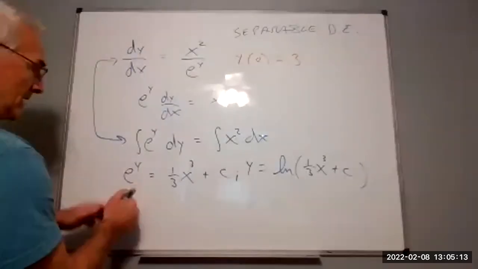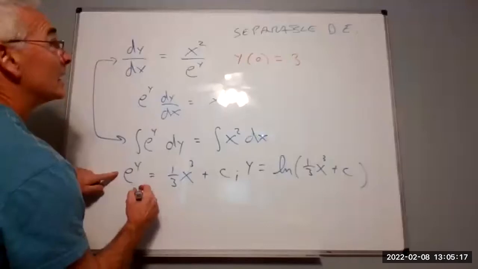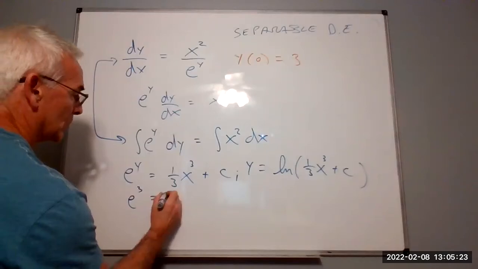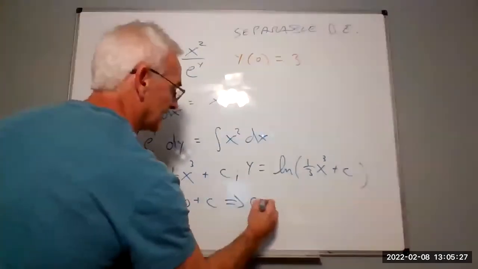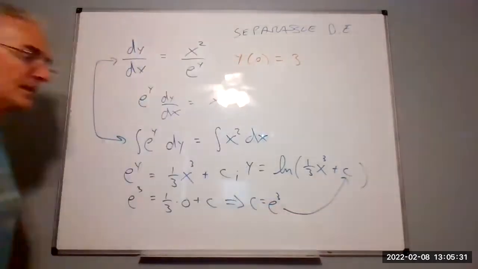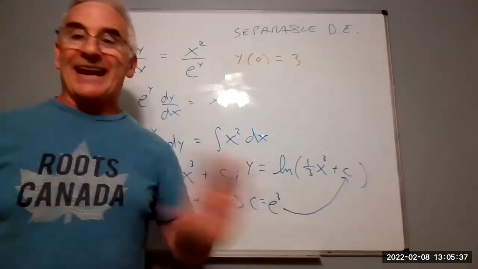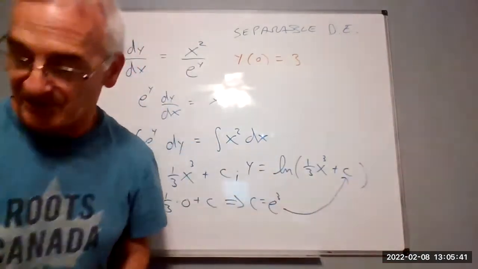Okay. So if I wrote e to the 3rd power equals 1/3 times 0 plus c, that would mean that c equals e to the 3rd power. And that would go right here. Okay, that's an example of how that would work. You don't change anything if you have an initial condition. You just do the one additional step to find the c.